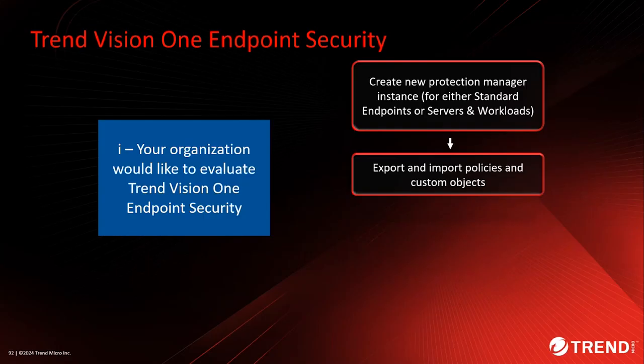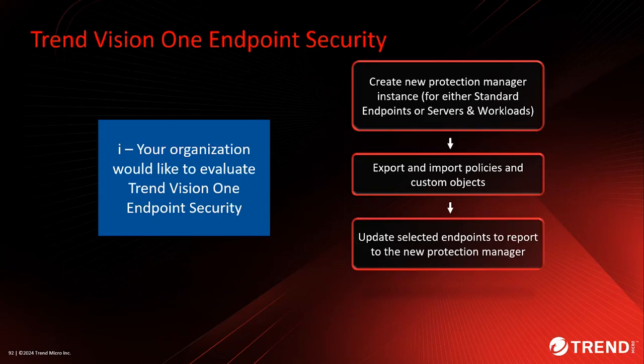Now, this step is crucial because we want to test the migration on a few existing agents. By migrating these agents from Apex 1 SaaS to Vision 1, we ensure a smooth transition. It's essential to confirm that the policies currently in use within Apex 1 SaaS are also available in Vision 1. This way, when we migrate an agent, it will have the necessary policies in place to maintain effective protection.